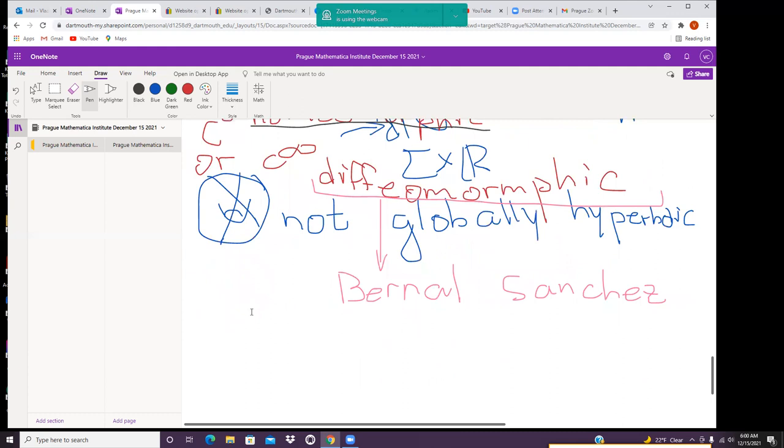So how is this related to anything? So one thing that I can say right now is the following, that I would like to discuss a little bit what is the space of all light rays.